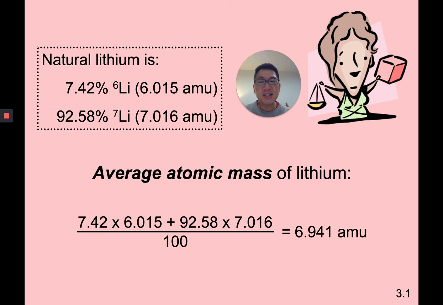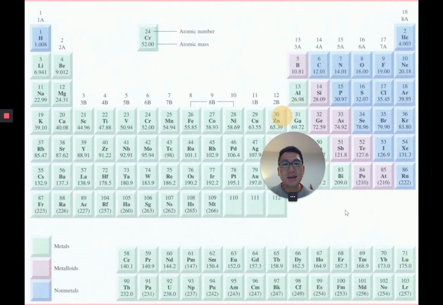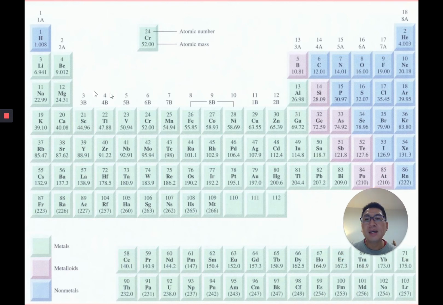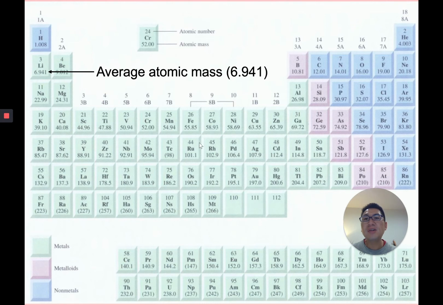This is for lithium, but we did this with every single atom on the periodic table, knowing their relative abundance in nature, knowing the weight of each of the isotopes. We did the same calculation for every single atom, and here it is. Let me move my face. Put it down here. Okay, so lithium has an average weight of 6.941. That's what that is. An average lithium atom weighs 6.941 AMUs. The rest are all on here as well.